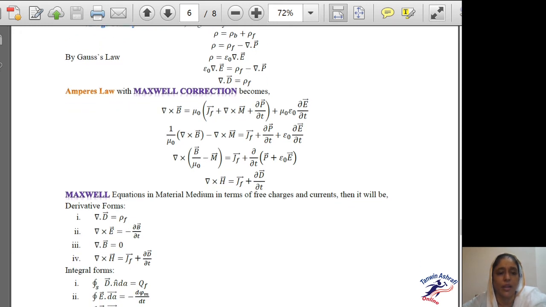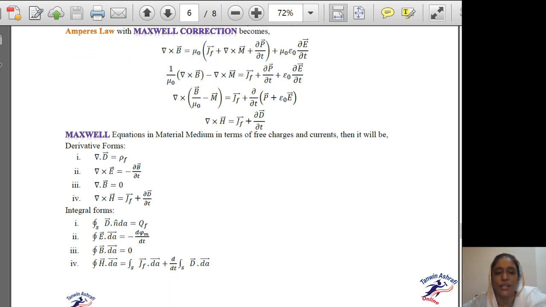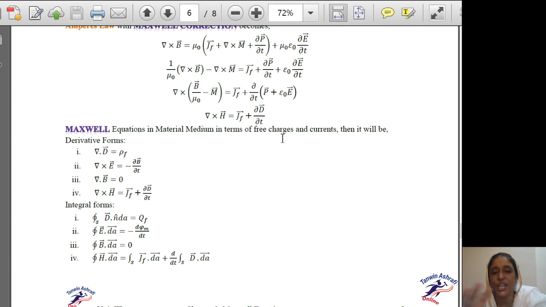Maxwell's equations in a material medium, in terms of free charge and current, result in del dot D is equal to rho F. Del cross E is equal to minus dB by dt. Del dot B is equal to 0. Del cross H is equal to JF plus delta by delta T of D. And in a similar way, these are the integral forms of Maxwell's equations.